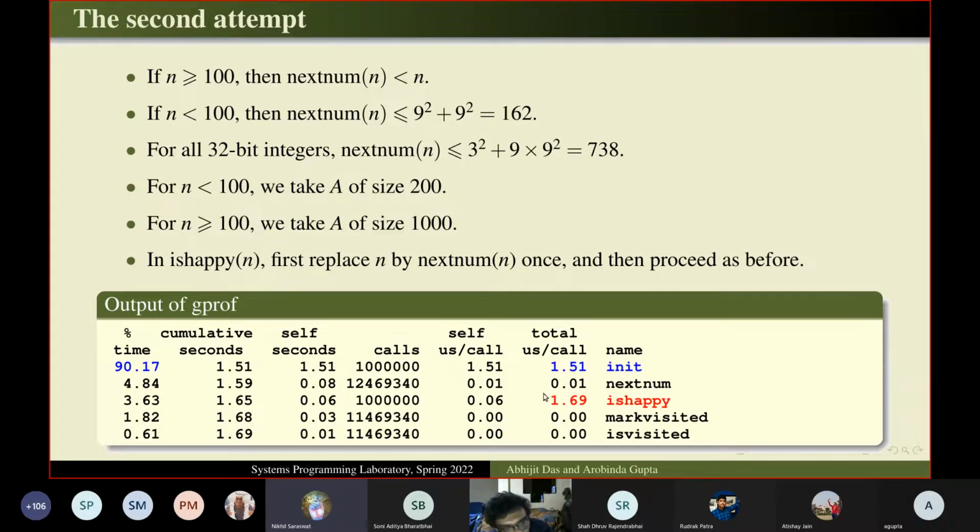However, if I look at these percentage contributions, I see that init, although it has been very significantly improved, is still taking something like 90% of the time. So instead of 99%, it is now taking 90% of the time. Next number and ishappy are now in the picture somewhat, but visited is also in the picture. Instead of 0.00%, there's something. Although this init is better than the previous init, there is still scope for improving this init function.